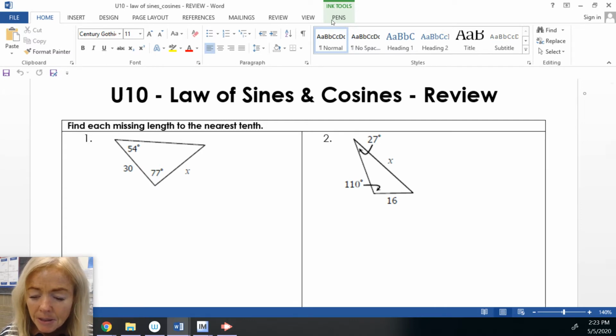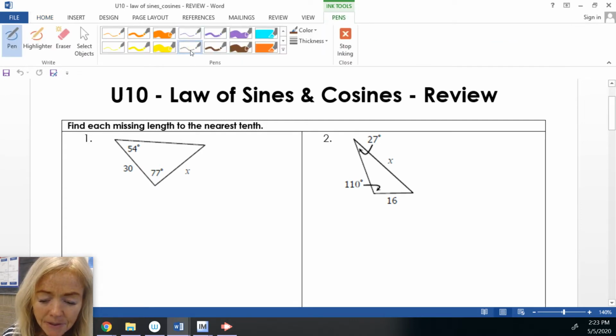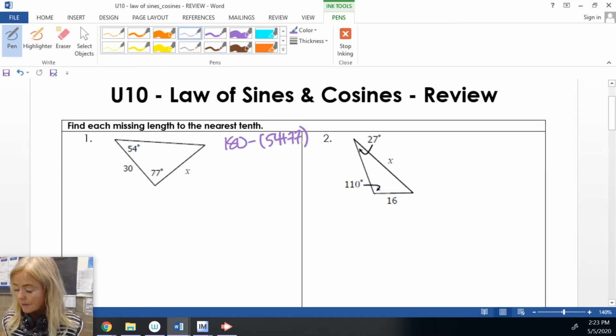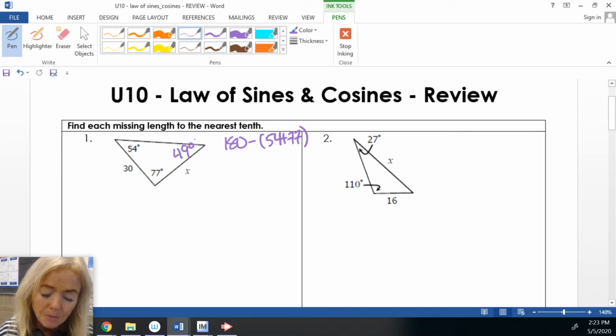I'm going to use my pen. I hope some of you got crazy colored pens. So 180 minus 54 plus 77. So that's going to give us our third angle. I like to just throw it in the calculator like that. Or you can add 54 plus 77, of course, and then subtract it from 180. So that's going to be 49. So that gives us our other angle measure, which we needed.